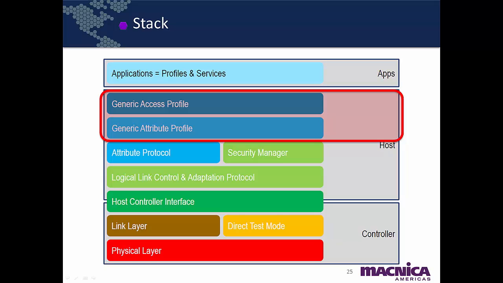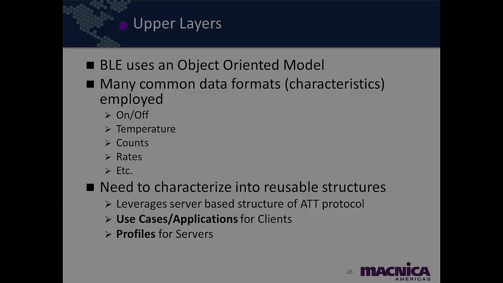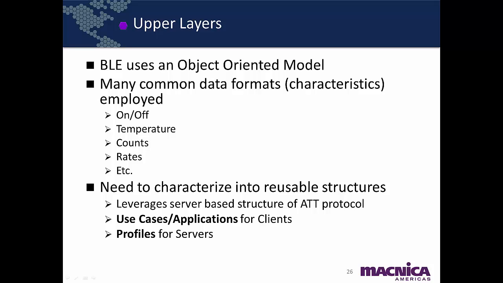Alright, up to the next layers: the Generic Attribute Profile and the Generic Access Profile. But before I discuss the GATT and the GAP profiles in detail, a little more background on the upper layers of Bluetooth is useful. Since Bluetooth, in general, is based on an object-oriented model, we need a method to characterize commonly used data structures. Simple things such as counters, rates, and even temperature are examples of these common data structures.